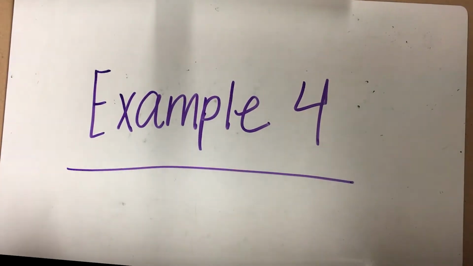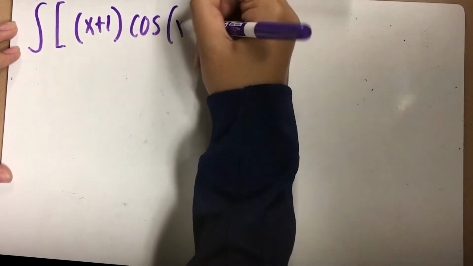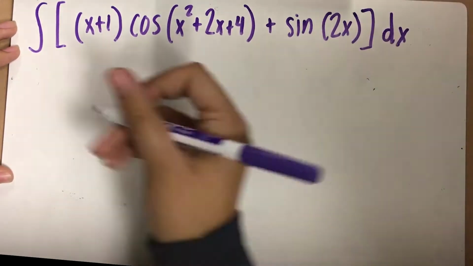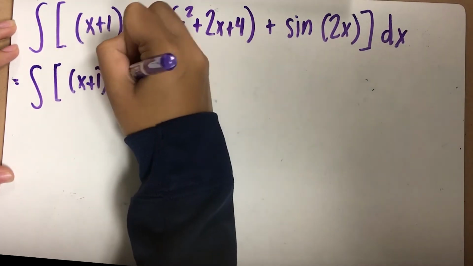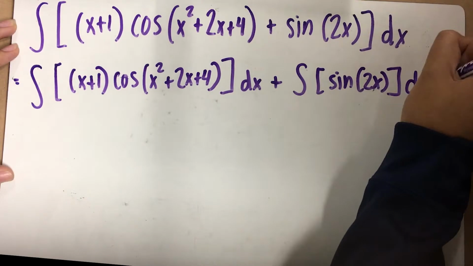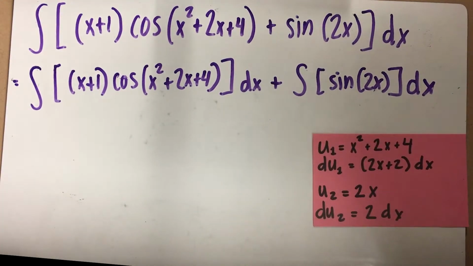Our next example is the integral of parentheses x plus 1 multiplied by cosine of x squared plus 2x plus 4, all added to sine 2x. Our first step is to separate the integral into two separate integrals. Next, we will establish the u's for u substitution. There will be two separate u's, because we have two separate integrals.